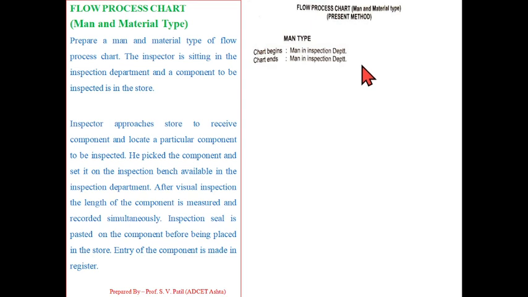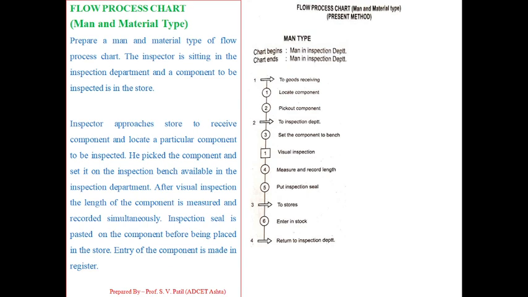So already I have told you we are supposed to prepare 2 different charts, one for the man type, other for the material type. We will go for the first chart, that is the man type. So here the chart begins: man in the inspection department. The chart ends: man in the inspection department. The chart will appear like this.